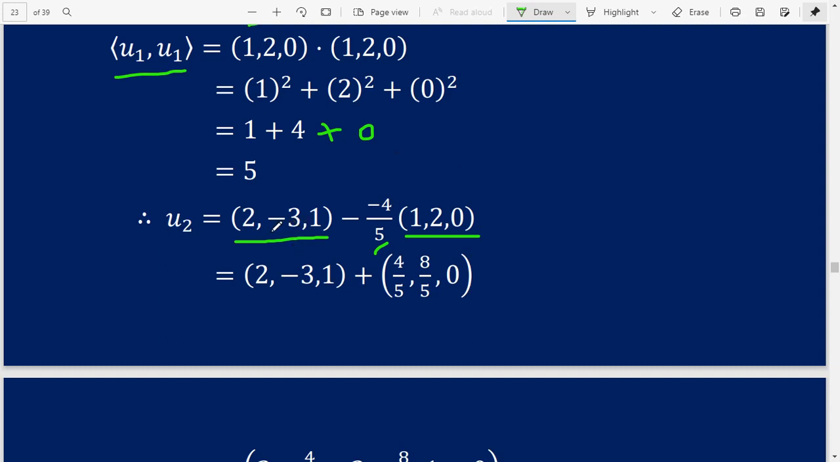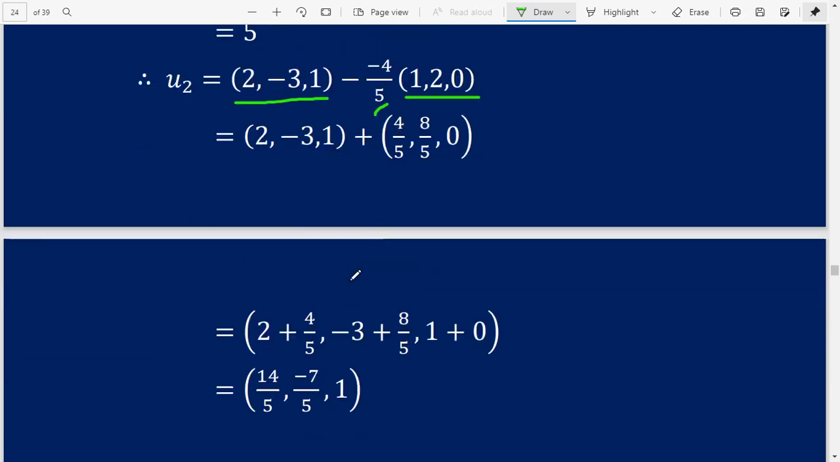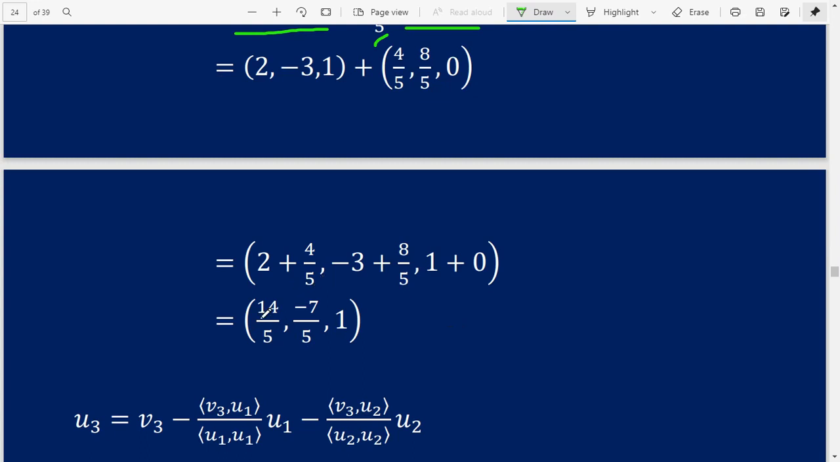So (2, −3, 1) plus 4 by 5 into 1, 4 by 5 into 2 which is 8 by 5, and 4 by 5 into 0 which is 0. So 2 plus 4 by 5, minus 3 plus 8 by 5, 1 plus 0, so it is equal to (14 by 5, −7 by 5, 1). This is how we get U2.